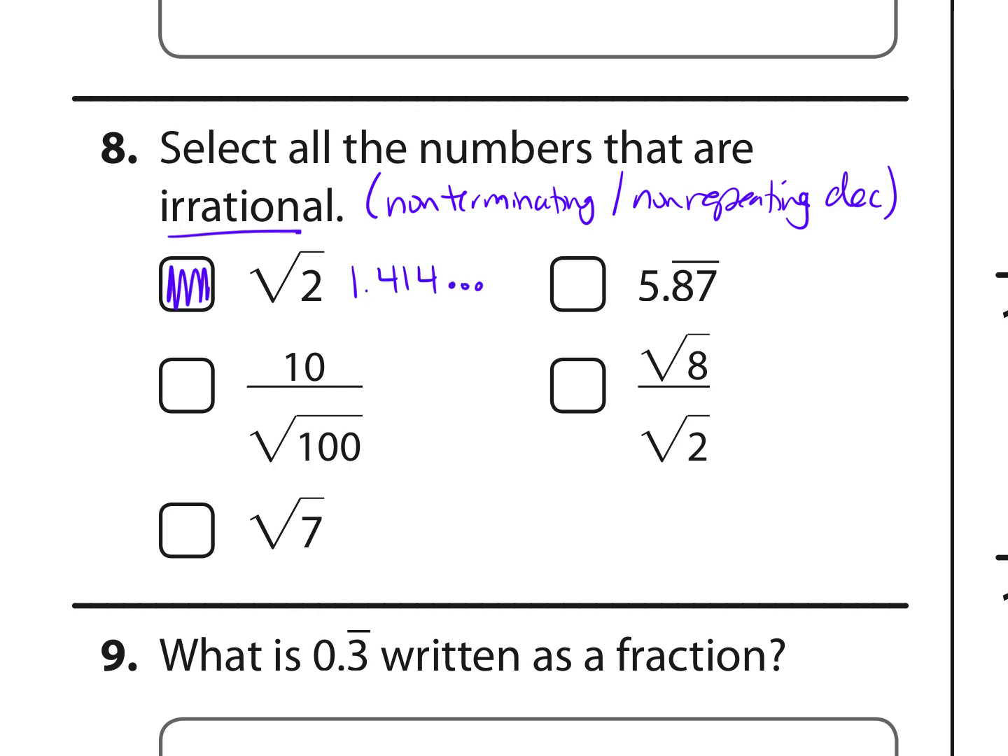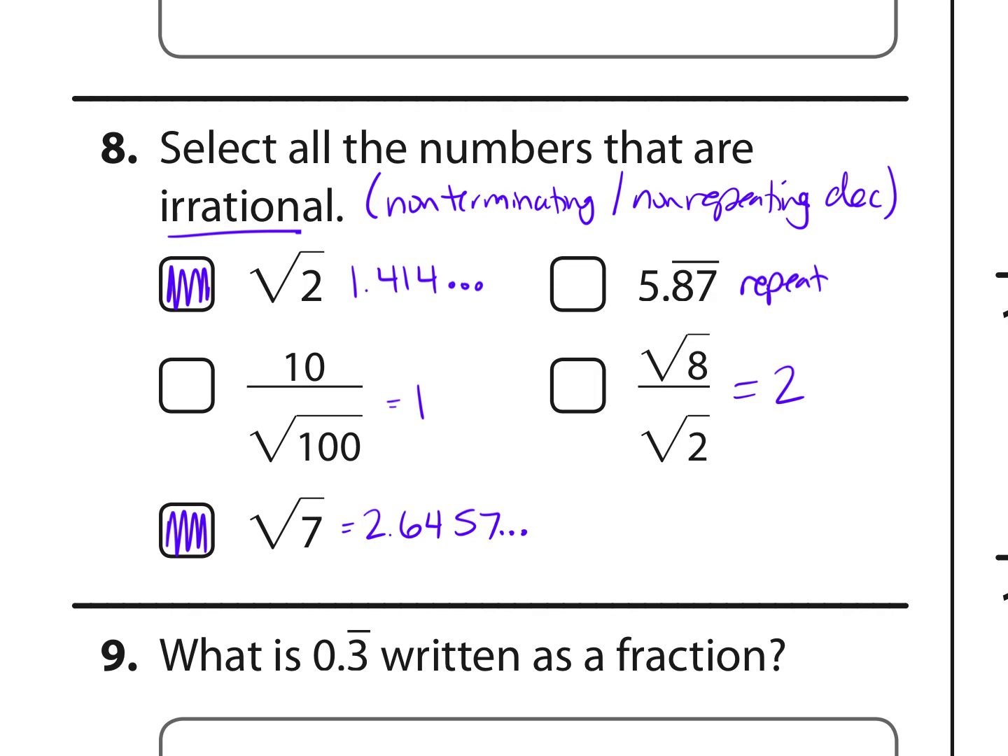It is irrational. For 10 divided by the square root of 100, we get 1. For square root of 7, we get 2.6457... It is irrational. It keeps on going. Doesn't end, doesn't repeat. 5.87 repeating is a repeating decimal, so it's rational. And then square root of 8 divided by the square root of 2 comes out to 2.